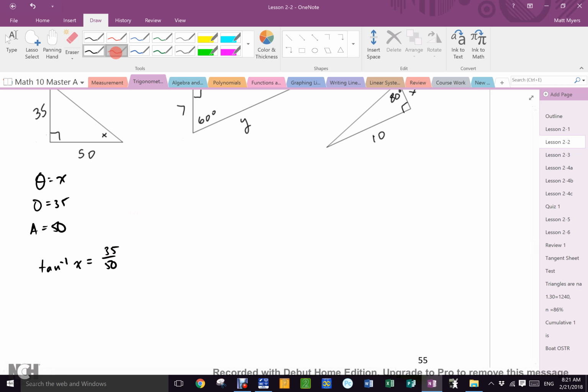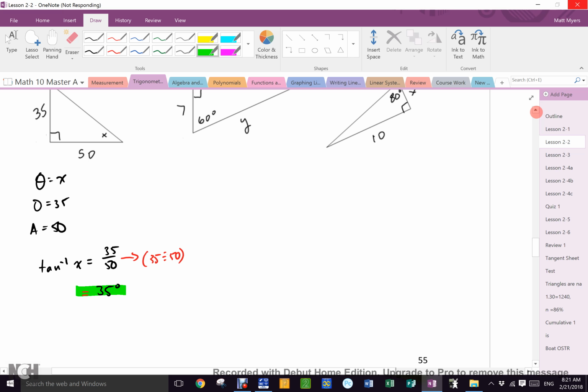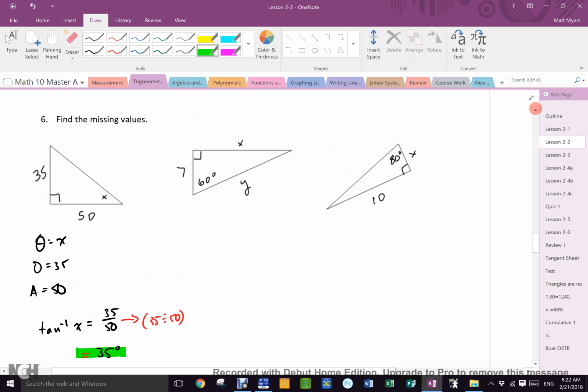To do that on my calculator, I remember that is just bracket 35 divided by 50, close brackets. Shift tan, 35 divided by 50, and I get 35 degrees. That's how quickly trig works. It's one question. You write out the 3 things, you decide what you're doing, you punch it into your calculator. The only thing you have to know is what the words opposite and adjacent mean.